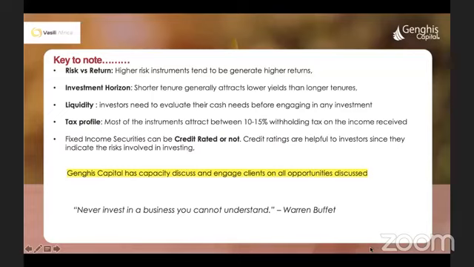All right. I don't know whether you can elaborate on how Genghis can assist investors trading bonds.